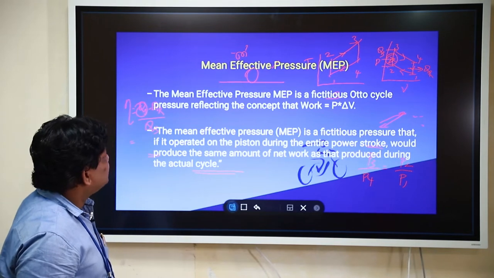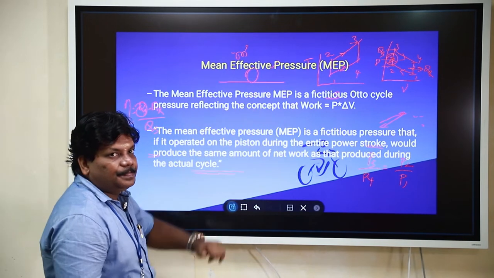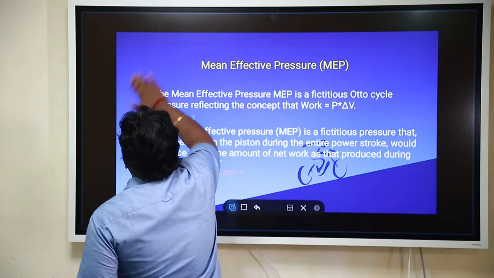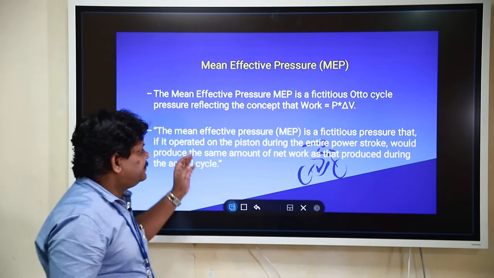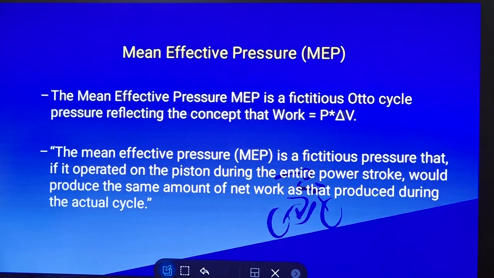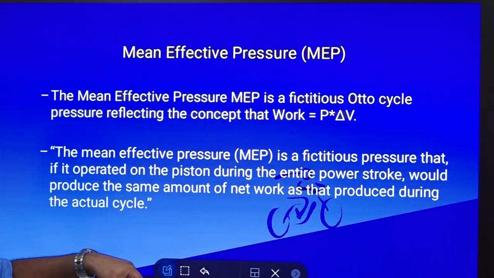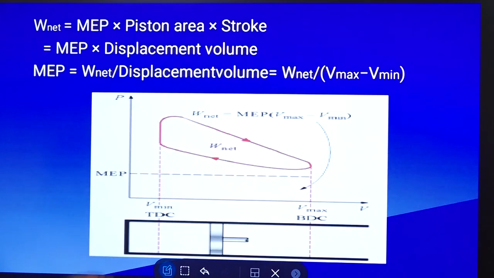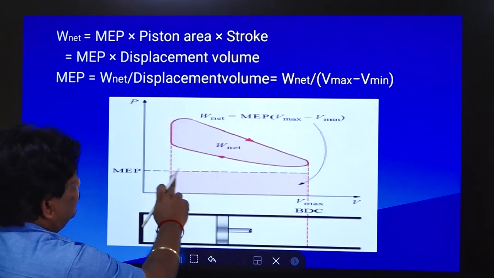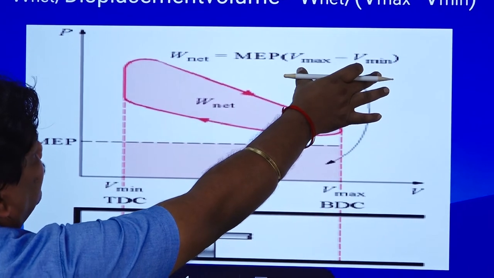The mean effective pressure, as I told you, is a fictitious pressure reflecting the concept of P del V. If it were operated on the piston during the entire power stroke, it would produce the same amount of net work as that produced during the actual cycle. You can see in the diagram this mean effective pressure, which is related to the difference between the maximum volume and minimum volume.